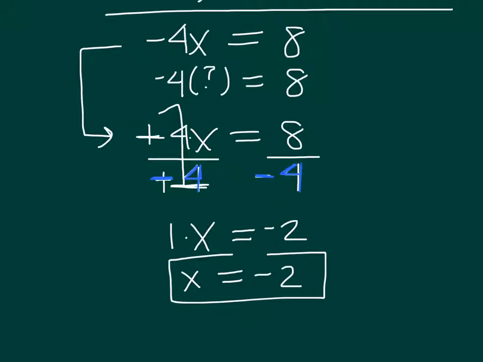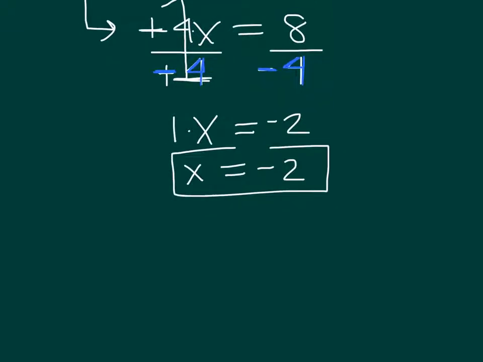So this is my claim. I claim that the solution is -2. Now I want you to prove to me that it in fact is a solution. The nice thing about checking your solution is you know it's correct if you generate a true statement. So let's go ahead and check this.